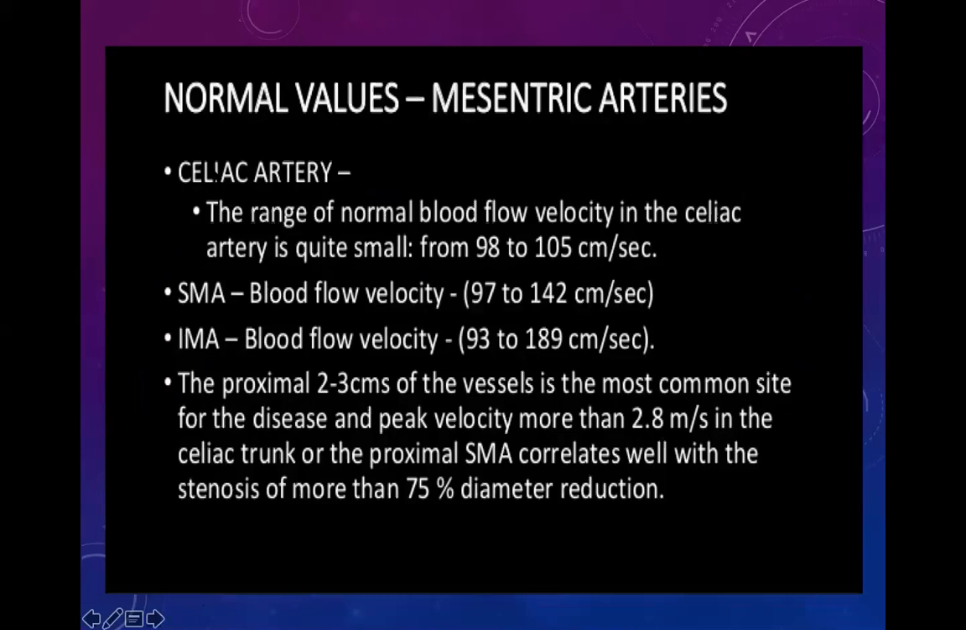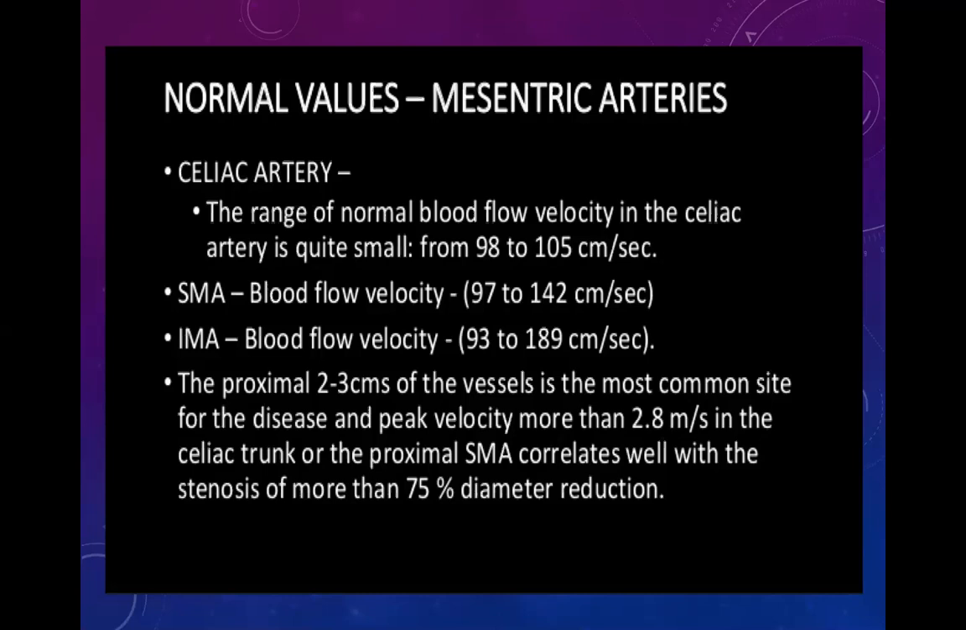So the normal values for mesenteric arteries: for the celiac artery, the range of normal blood flow is 98 to 105. SMA, the blood flow is 97 to 142. IMA is 93 to 189. And the proximal 2 to 3 centimeter of the vessel is the most common site for the disease, because ostial disease is the most common, and peak velocity more than 2.8 meters per second in the celiac trunk or proximal SMA correlates well with the stenosis of more than 75% diameter reduction.